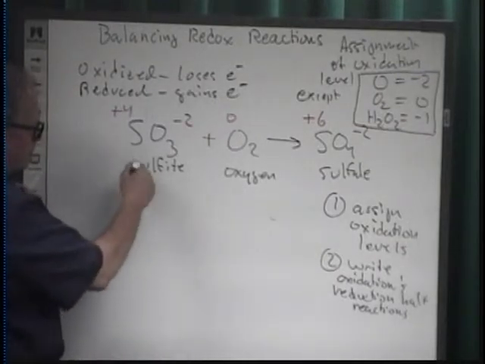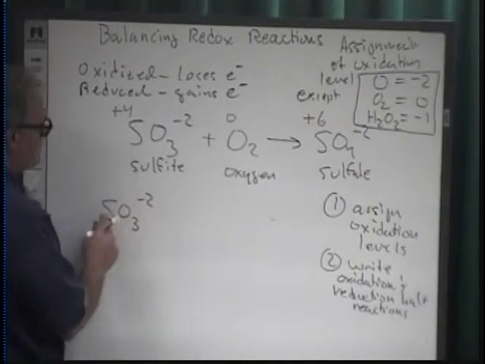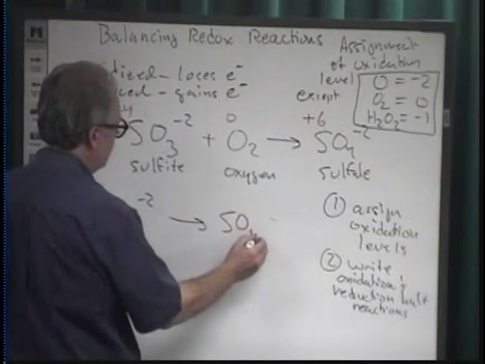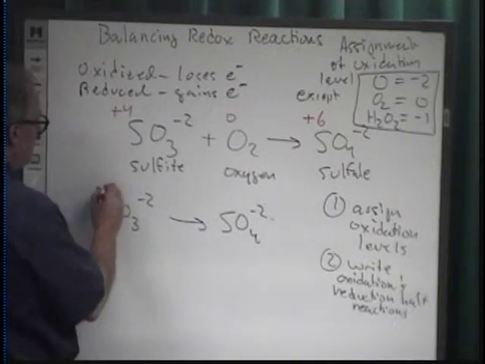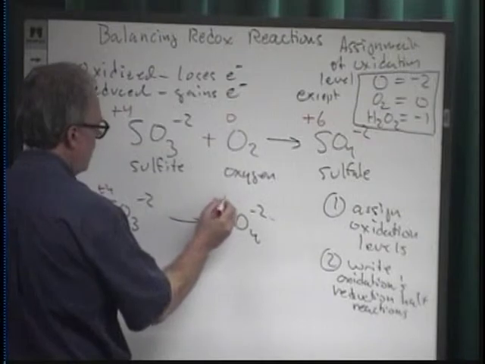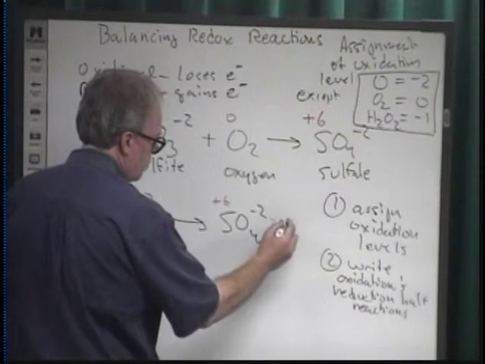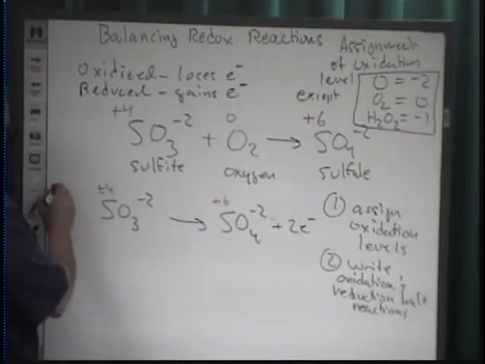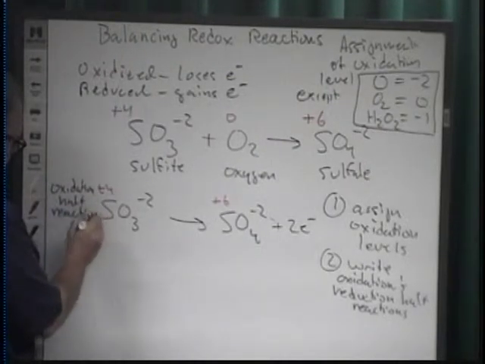And so for sulfite going to sulfate, you have the sulfite with the sulfur at an oxidation level of +4 going to sulfate with the oxidation level of +6. And the only way that can happen is if the sulfur containing compounds are giving off 2 electrons. Okay? And this would be our oxidation half reaction. Okay.